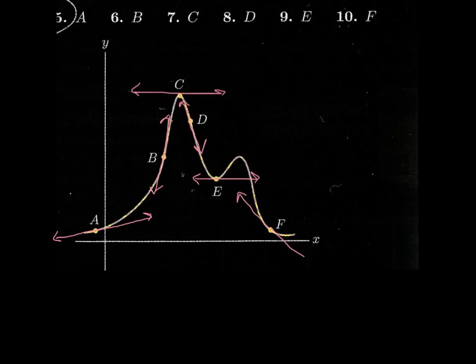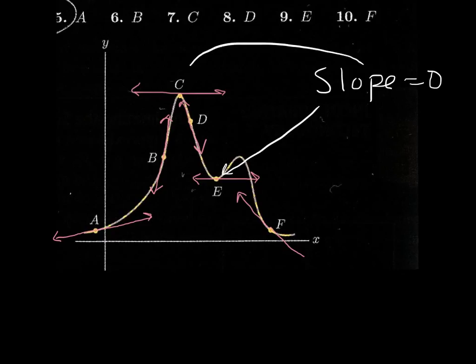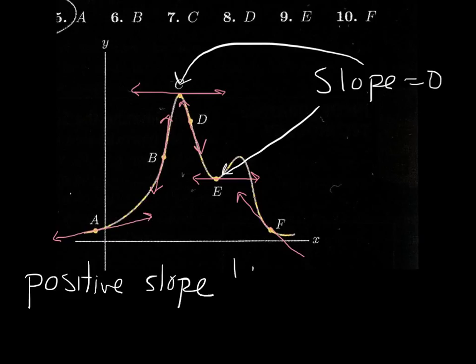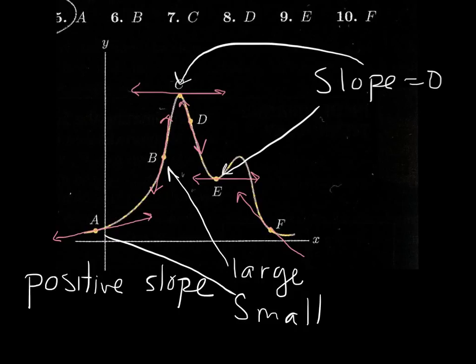For C and E, it's clear we have a slope of 0, so we can go ahead and label that. For E and C. For A and B, we both have positive slopes, but A is a small positive slope, while B is a steep or large positive slope. So positive slope. And then we have the large one, which is B. And we have the small one, which is A.